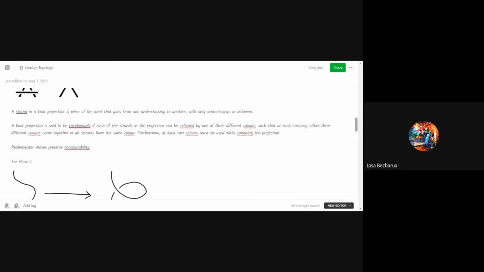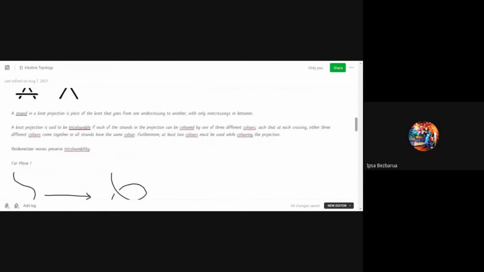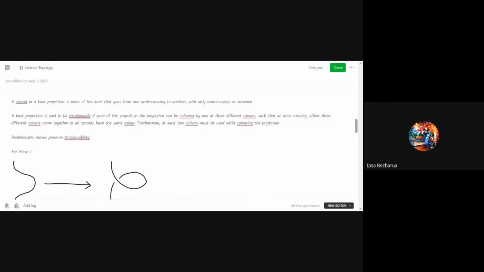undercrossings at all. So if I can show that the trefoil knot will always have this property of tricolorability, I can basically conclude that my trefoil and my unknot are two distinct knots. But before that, I need to prove that Reidemeister moves, which are used to deform knots, can preserve tricolorability. If I can do that, then tricolorability basically becomes a knot invariant, because the only way I can deform a knot is by these Reidemeister moves.